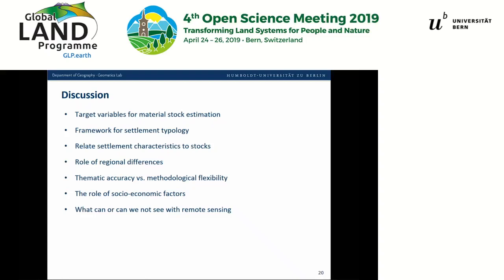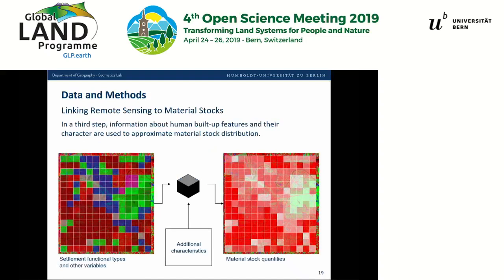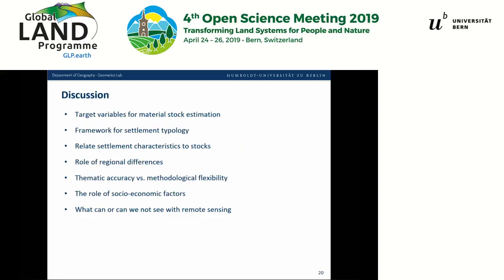What is the role of socioeconomic factors? Do we need that here in the characteristics? Are socioeconomic factors even a thing when it's about functional types? Do we have to include that here? What can and can we not see with remote sensing? And I'm very happy for your questions. Thank you.